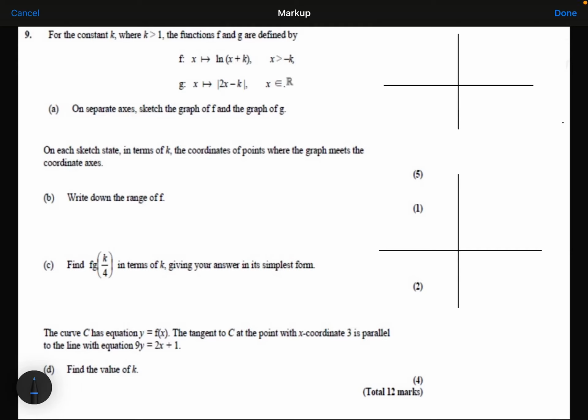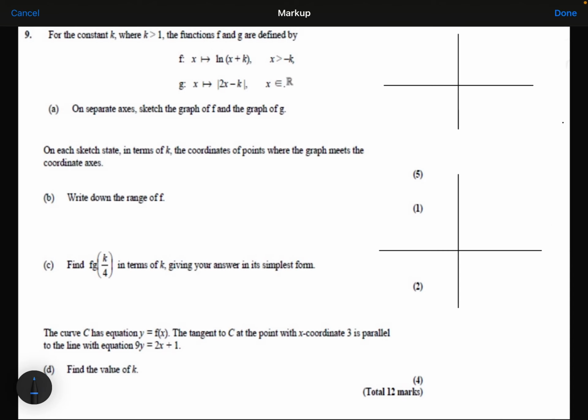For the constant k, where k is greater than 1, the functions f and g are defined by f of x is equal to ln of x plus k, where x is greater than minus k, and g of x is equal to the modulus of 2x minus k, where x is a real number. Part A. On separate axes, sketch the graph of f and the graph of g.